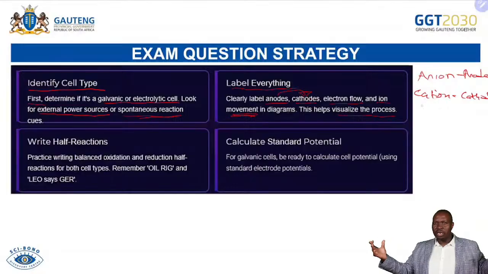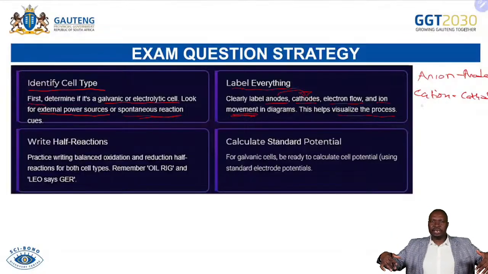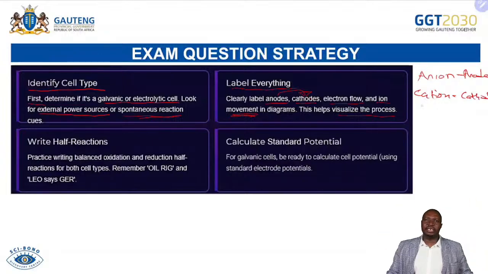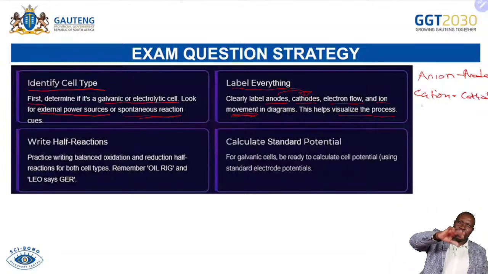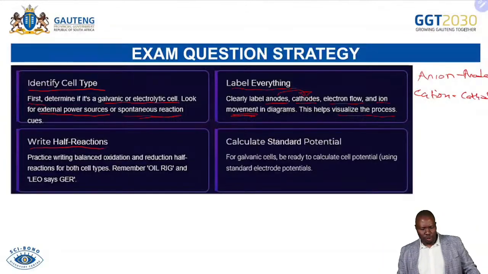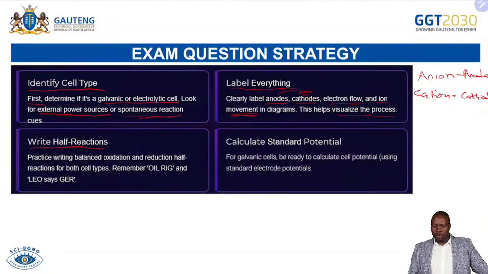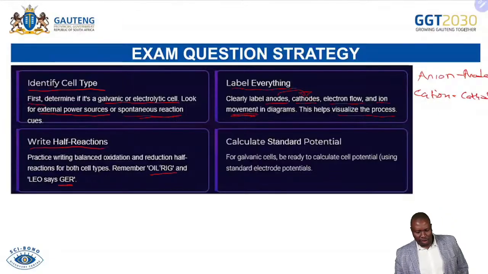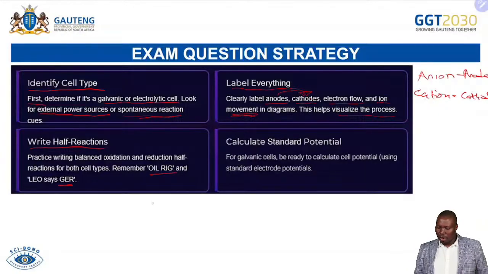Then you must be able to visualize the process. At least be able to see the two beakers having electrodes immersed. If it's a galvanic cell, see the salt bridge, see the electron flow in the external circuit, and see the electrons moving from anode to cathode. And then you must be able to write the half-cells for those reactions. Always practice OIL RIG, to remind you that oxidation is loss of electrons, and reduction is gaining of electrons.